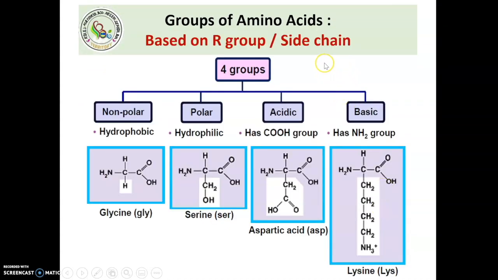Amino acids can be grouped based on their side chain or R group. They have 4 groups of the amino acid or protein. There are non-polar, polar, acidic, and basic. The example of the non-polar is glycine, polar is serine, acidic is aspartic acid, and basic, the example is lysine.